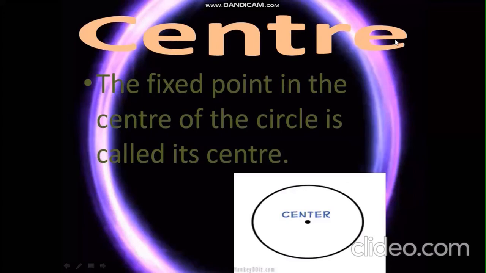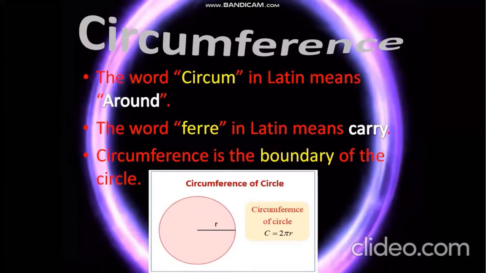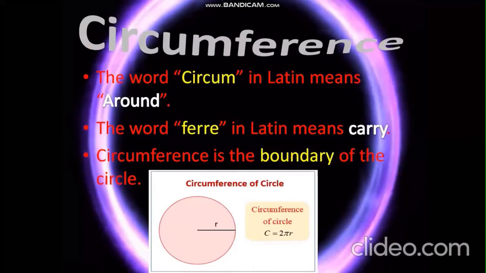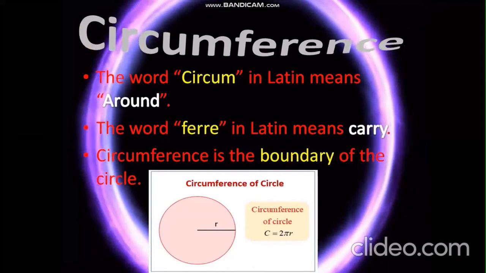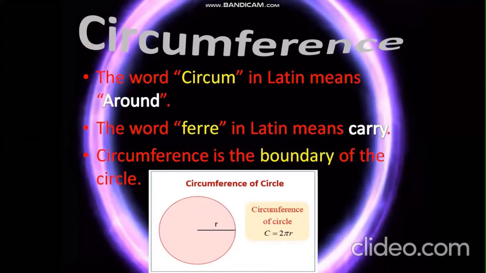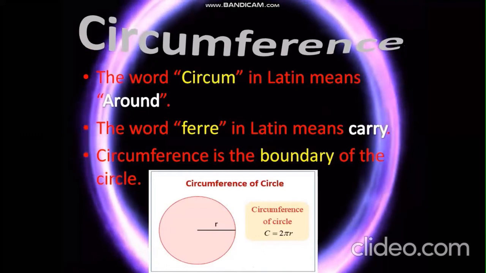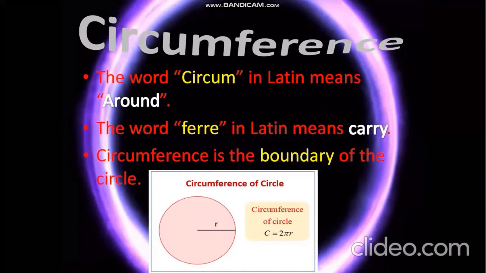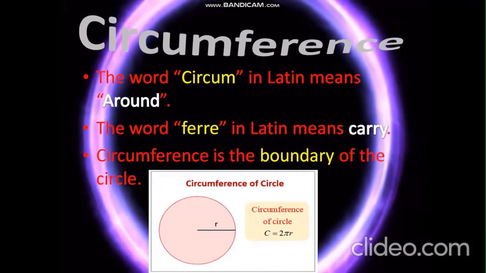And next, circumference. The word circum in Latin means around, and ferre means to carry. So we can assume that we are carrying something around. So circumference is the boundary of the circle.